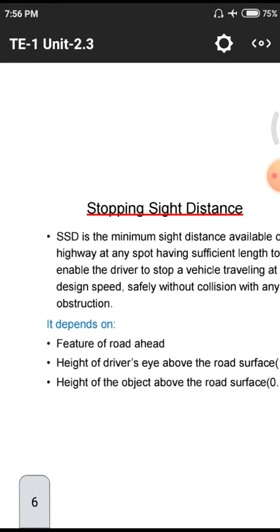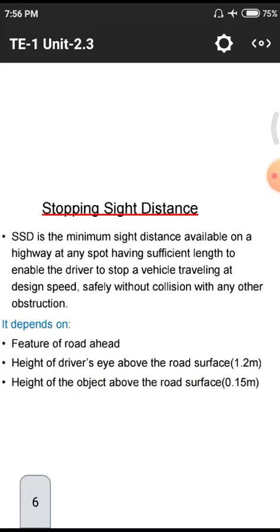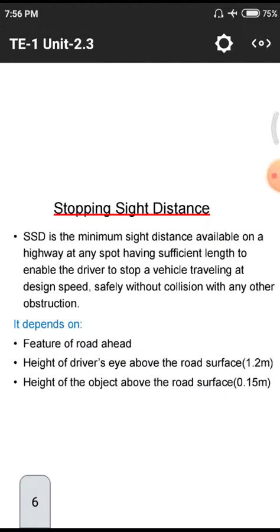This is the major point. Next, one by one we have to read what are the factors affecting those sight distances, why we have to face this sight distance, and what the factors are that obstruct it. First of all, stopping sight distance. It is the minimum sight distance available on a particular highway on a particular length of the road. It was also already discussed in the previous points. And what factors does it depend on?